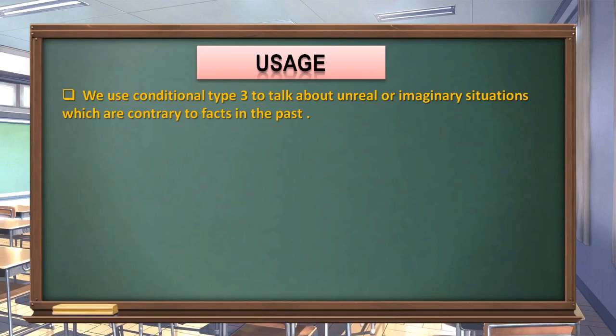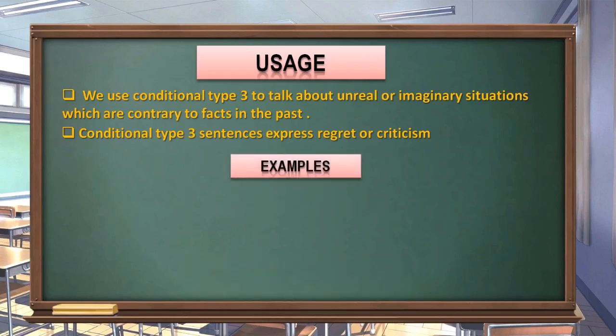So we use conditional type 3 to describe what we would have done or how something could have happened if circumstances had been different. Okay? And of course, conditional type 3 sentences express regret or criticism. Okay? So let's see some examples so that you can understand this more.